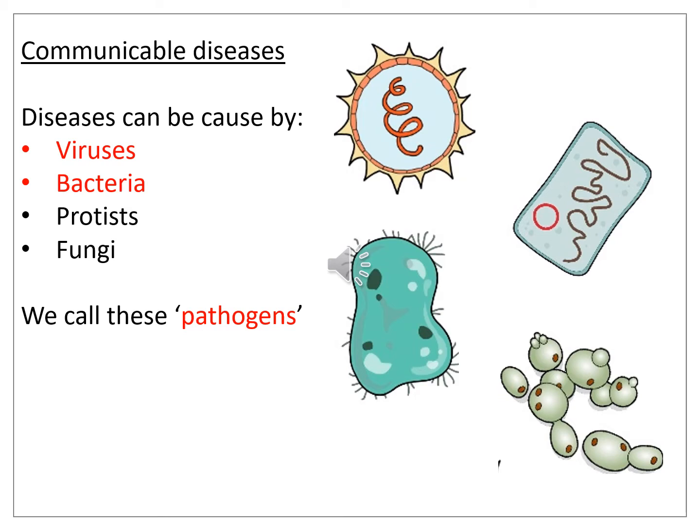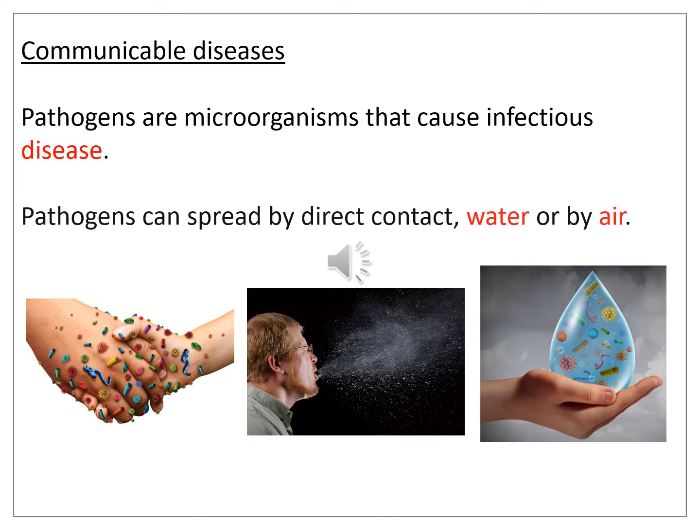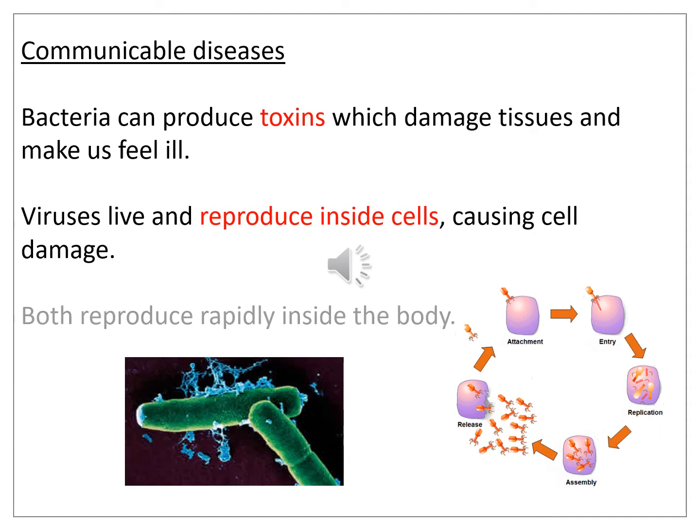Communicable diseases can be caused by viruses, bacteria, protists, and fungi. Microorganisms that cause disease are called pathogens. Pathogens, the microorganisms that cause infectious disease, are spread by direct contact, water, or by air. Bacteria can produce toxins which damage tissues and make us feel ill. Viruses live and reproduce inside cells, which causes cell damage, but both rapidly reproduce inside the body.